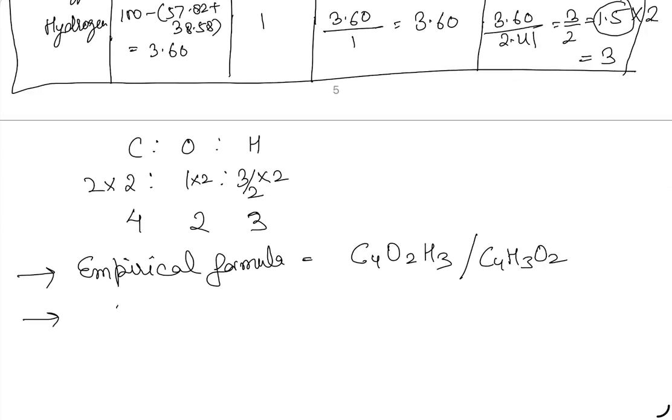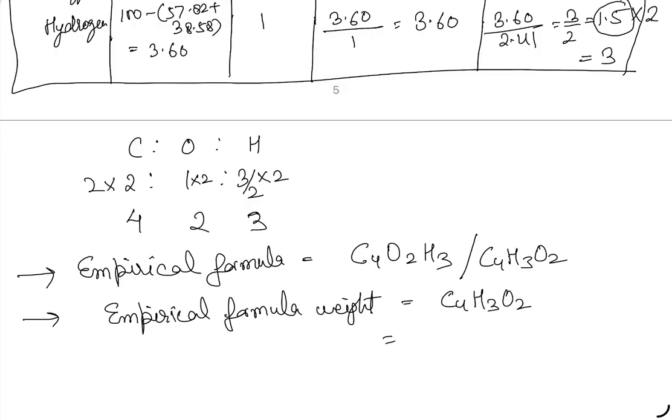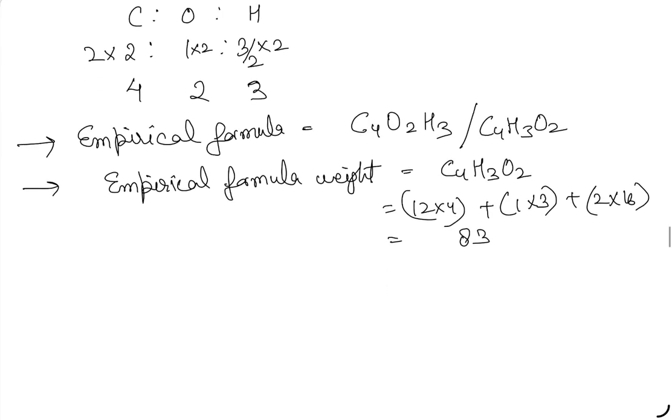Step 2 is you will calculate the empirical formula weight, because we are going to use that to find the molecular formula. Empirical formula weight is the addition of all this. So for C4H3O2, that will be 12 into 4 plus 1 into 3 plus 2 into 16. You add all that, you will get 83. So my step 2 is done, empirical formula weight.